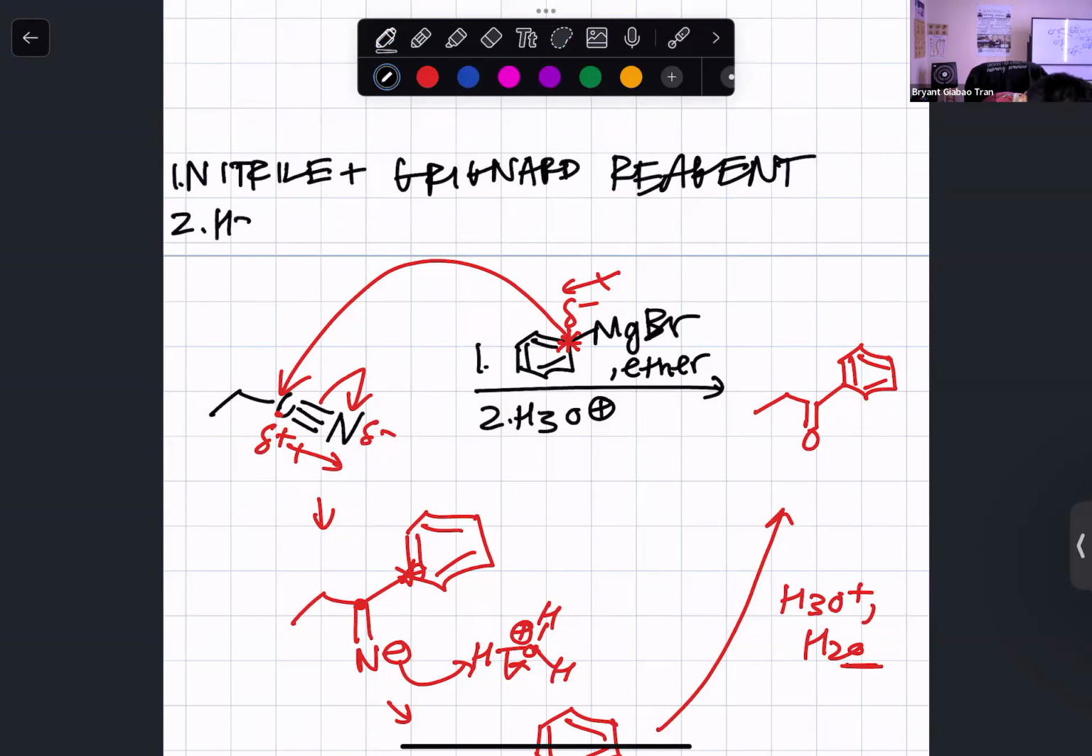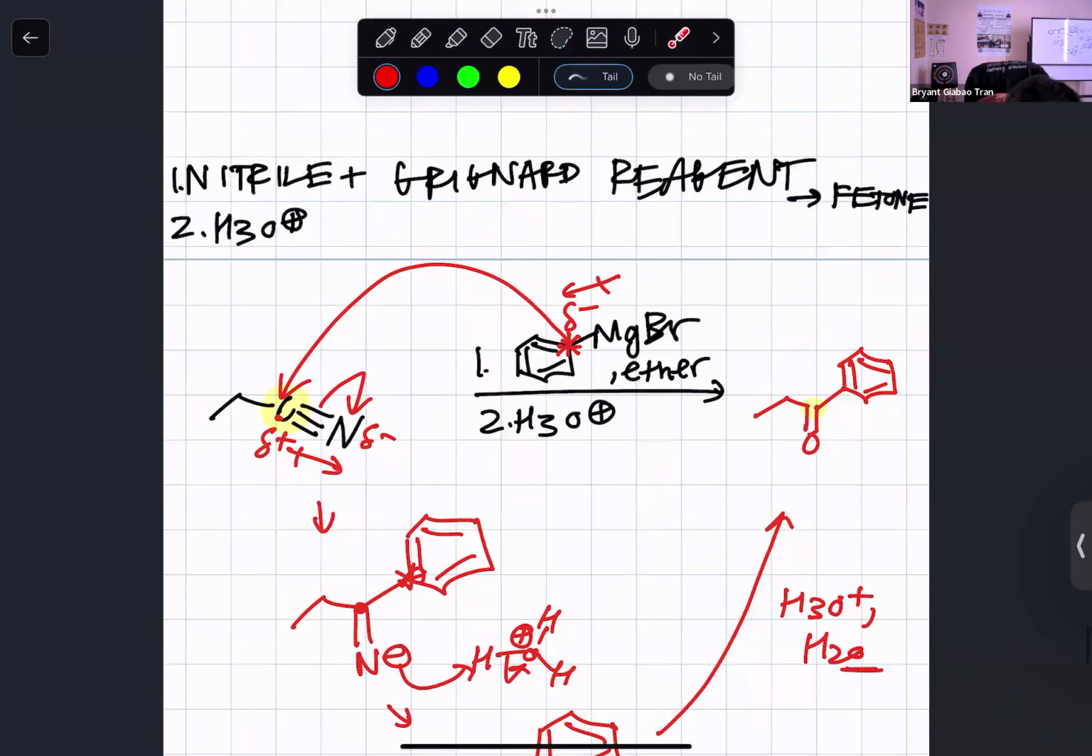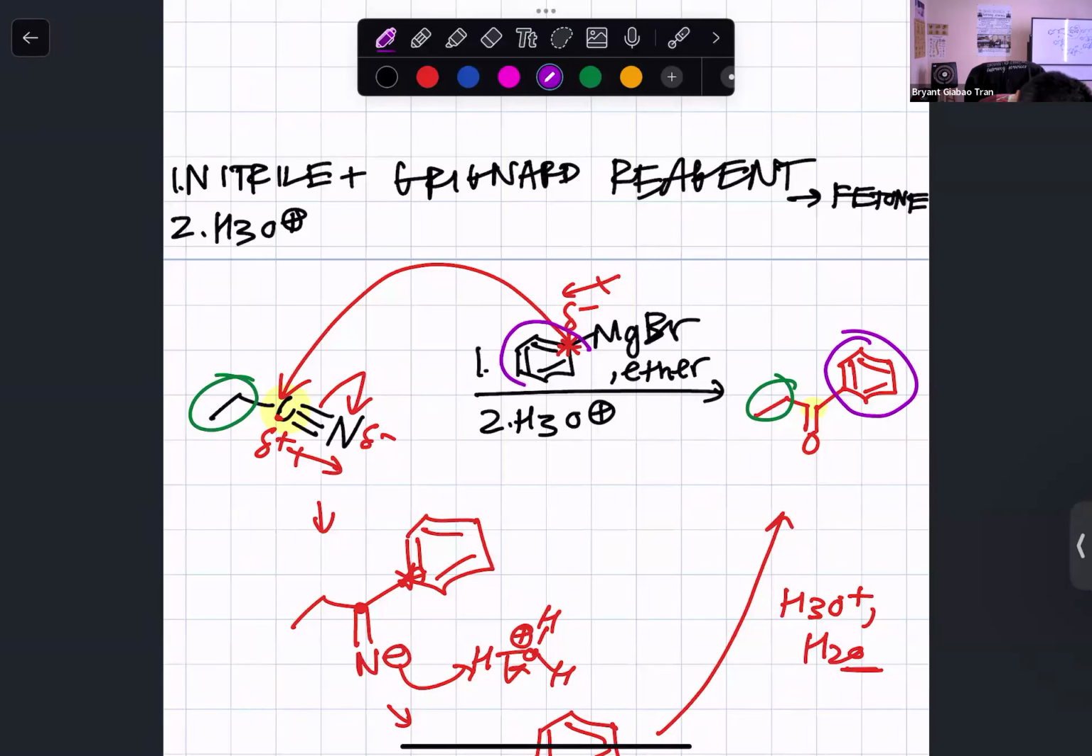The second step, acid workup, is always going to give you a ketone. So that's a shortcut, where the ketone carbon is always going to be the carbon of the nitrile. Notice how this ketone carbon, that yellow highlighted carbon, is that yellow highlighted carbon right there. This ethyl group is that ethyl group right there. The other R group, the other part of the ketone, is the R group of the Grignard right there. So that's how you can predict the product quickly.